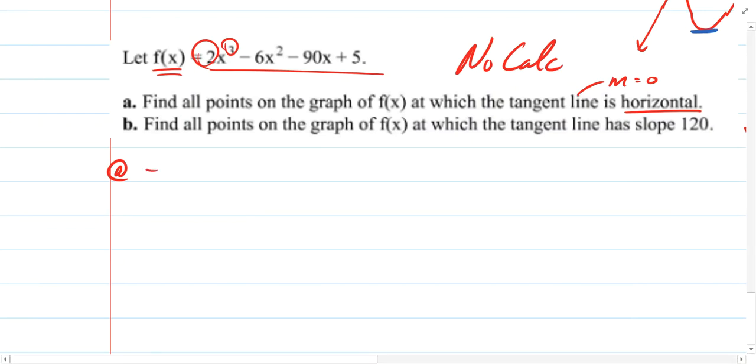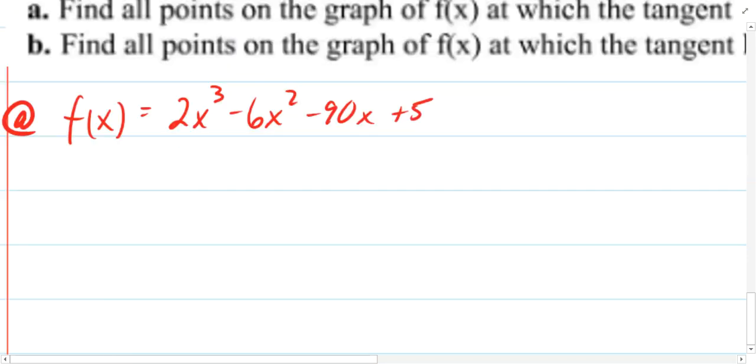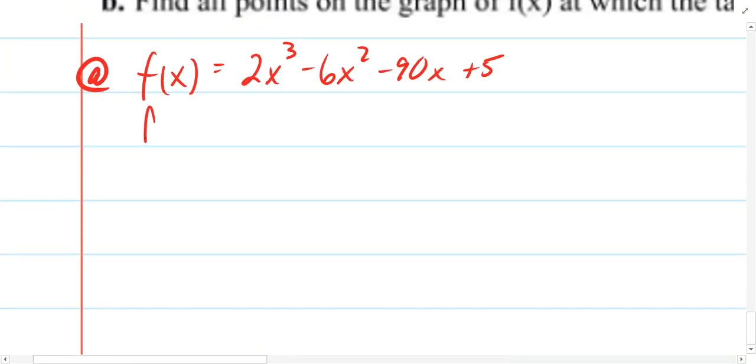start with a derivative. So we know that the original function was f of x equals 2x cubed minus 6x squared minus 90x plus 5. The first thing that I'd like to do is find the derivative. And using the rules that we started to establish last week, we can use a series of power rules that are added and subtracted with one another.